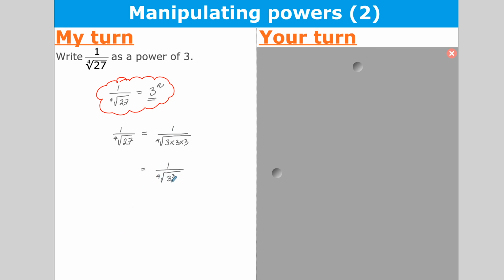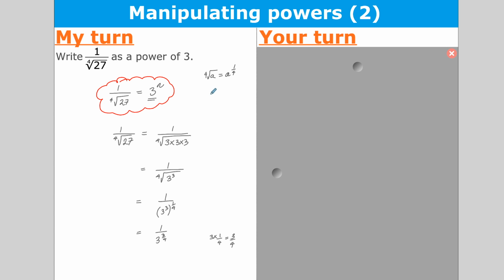1 over the 4th root of 3 cubed. The 4th root, remember, the 4th root of a number is like that number to the power of 1 over 4. So we can say this is 1 over 3 cubed all to the power of a quarter, or 1 over 4. Multiplying this bit out, that's 1 over 3 to the 3 quarters, because 3 times a quarter is 3 quarters.